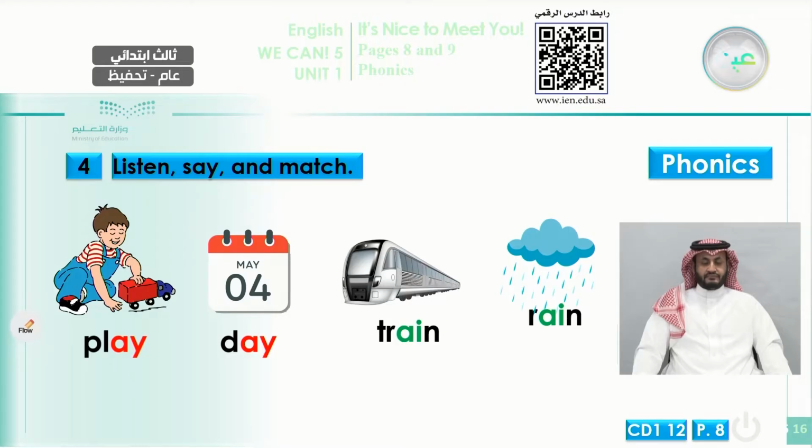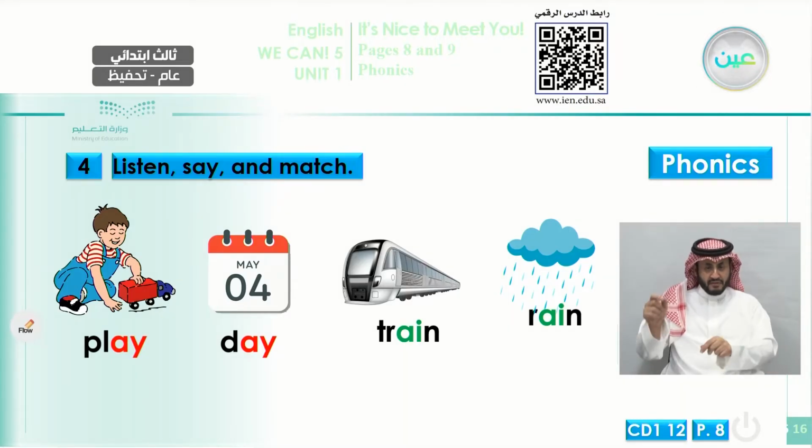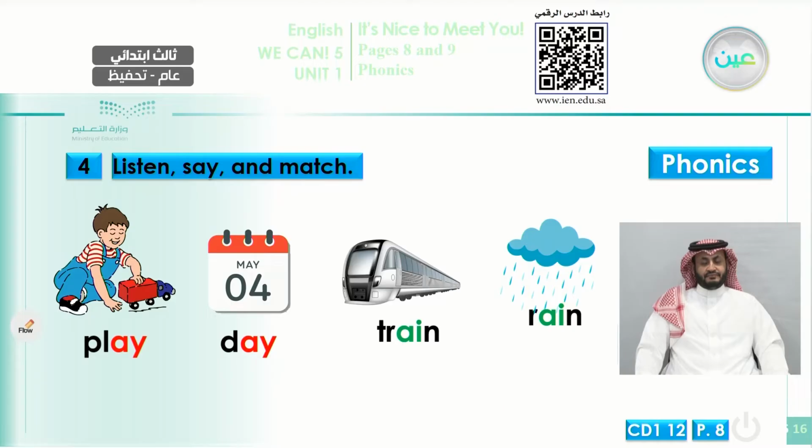Exercise 4. Listen, say, and match. Listen to words with AI and AY. They make the same sound, A. Let's practice. Number 1. Rain, rain. Number 2. Train, train. Number 3. Play, play. Number 4. Day, day. Now match words and pictures.